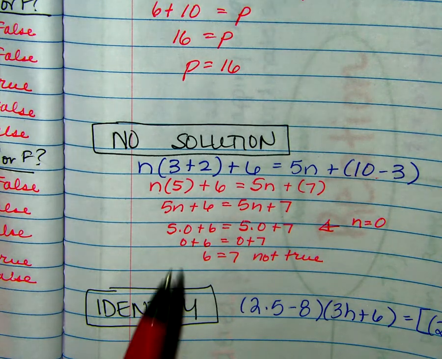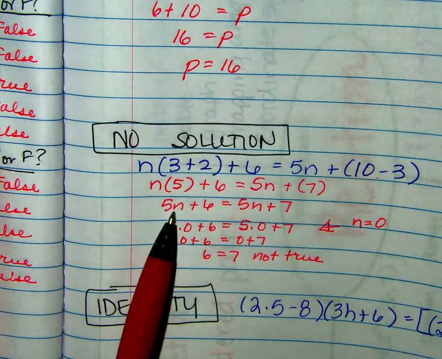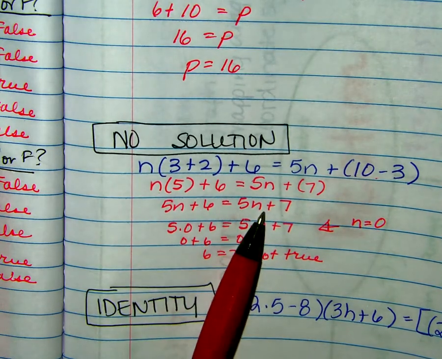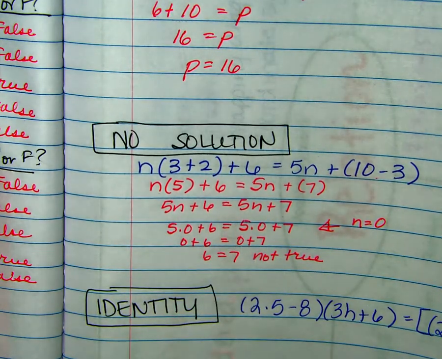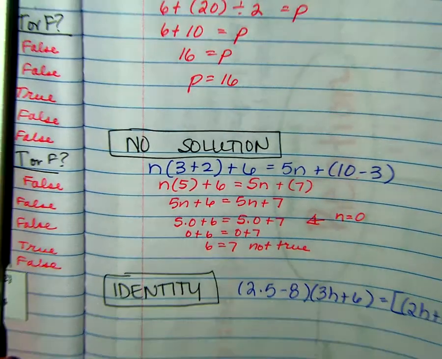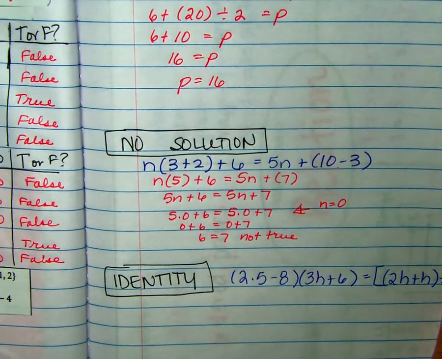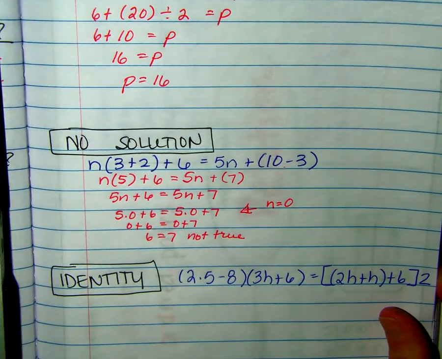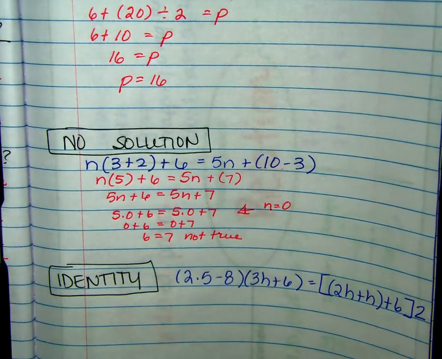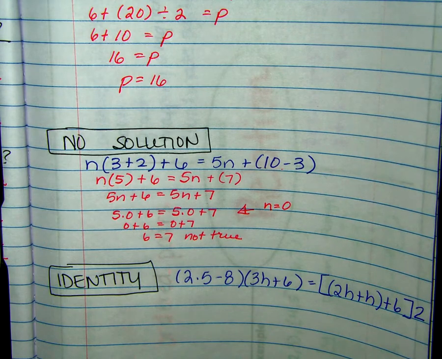There isn't any number. If you just look at it, 5n plus 6 is equal to 5n plus 7. That is never going to work. So there's no solution there. The flip side to that is an identity, where every number works. I'm going to scoot this over a little bit. And again, I'm going to do order of operations just for practice.